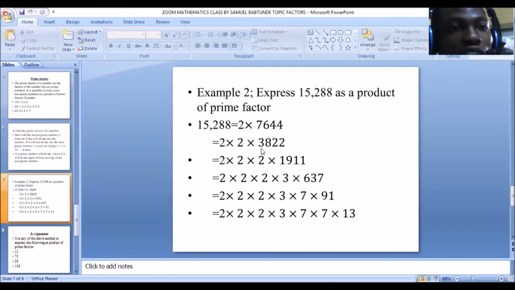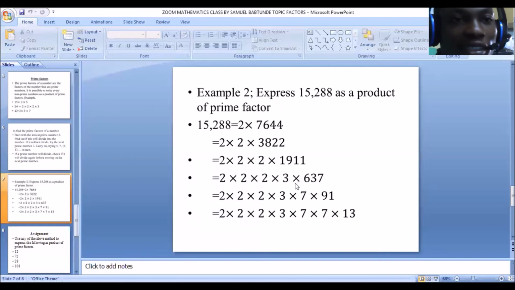So I check again. Can 2 still go into this 3,822? Yes. How many times? 1,911. I put down my 2. I check again. Can 2 still go into this 1,911? No. I move to the next prime number, which is 3. And I check. Can 3 go into this 1,911? Yes. How many times? 637 times.